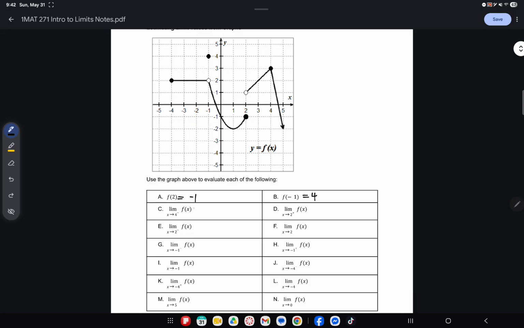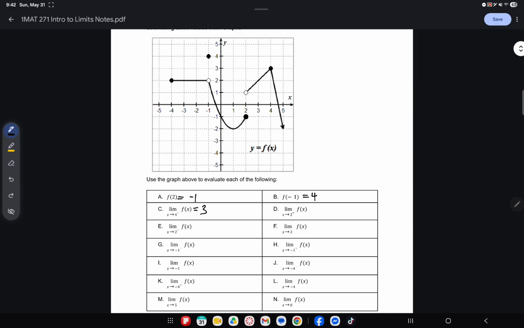Now we're getting into some limits. The limit as x approaches 4 from the left. Here's 4, right? I sometimes will draw a line here so I know what I'm looking at. From the left side, I'm going to follow this. This is the left side. As I'm approaching an x value of 4, the y value is going to 3.